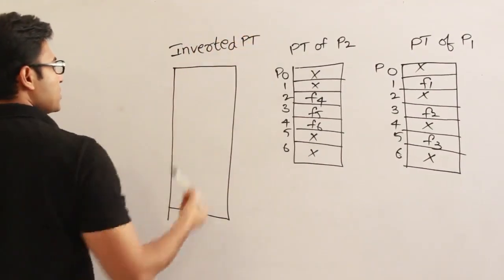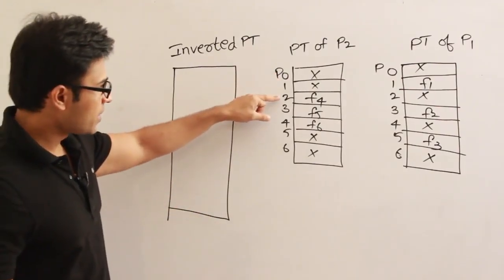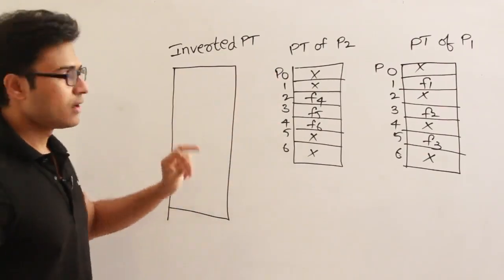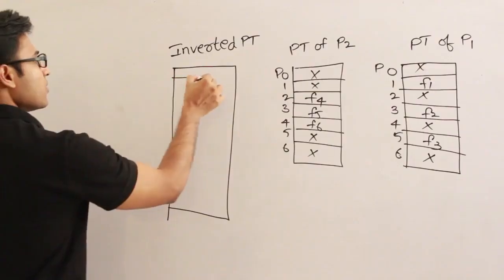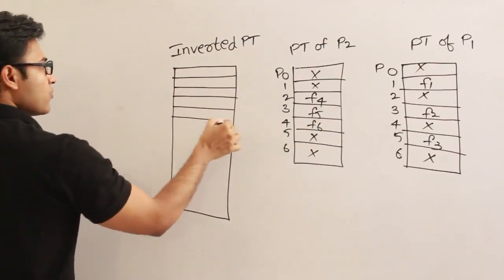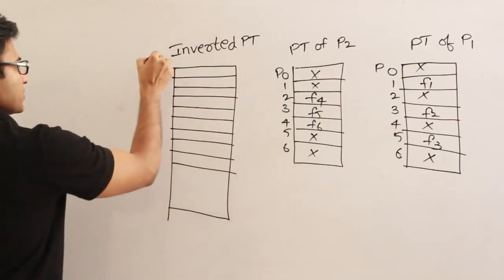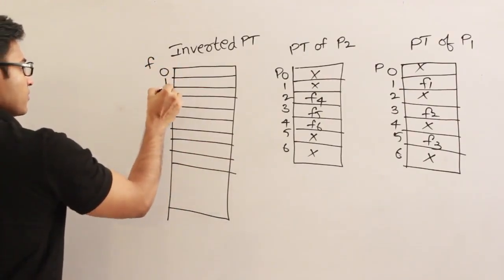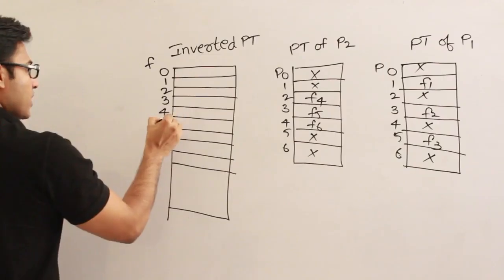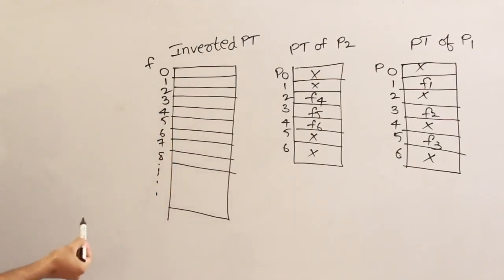Inverted page table. Why is it inverted? In the normal page table we are going to use page numbers as the indices, right? But in the inverted page table we are not going to use page numbers as indices, we are going to use frame numbers as indices, frame numbers, right? So which means frame number 0, frame number 1, frame number 2, frame number 3, 4, 5, 6, 7, 8, and so on, right? Like this we are going to use it. Then the concept is like this.